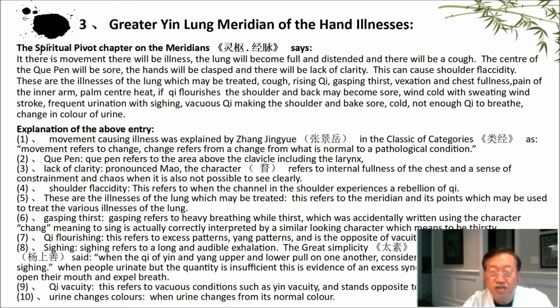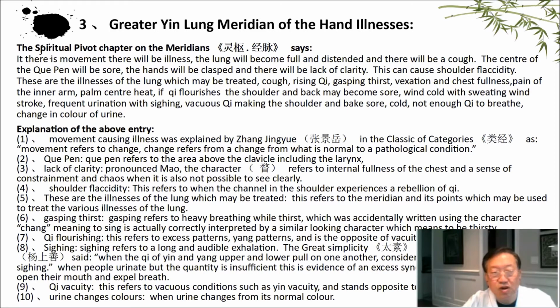Explanation of the above entry. 1. Movement causing illness was explained by Zhang Jingyue in the Classic of Categories as movement refers to change. Change refers to a change from what is normal to a pathological condition. 2. The chui pen refers to the area above the clavicle, including the larynx.